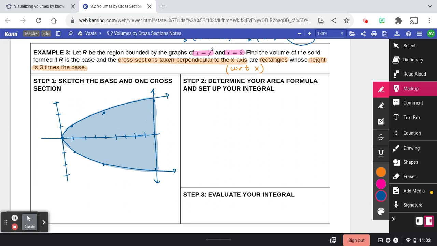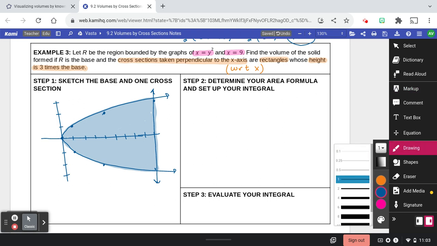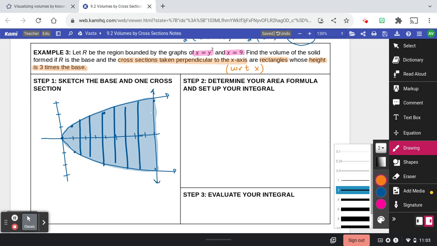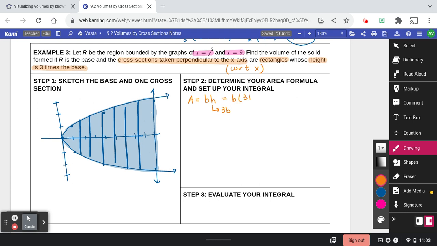Okay. Now, because it says in the directions that my cross sections are perpendicular to the x-axis, I know that if I look at it from above, the cross sections are going to look like this. It also says in the directions that the shape of the cross section is a rectangle. Now, I happen to know that the area of a rectangle is just base times height, and it says here that the height is going to be 3 times the base. So in this particular problem, my area formula for my rectangle is going to be 3 times b squared.